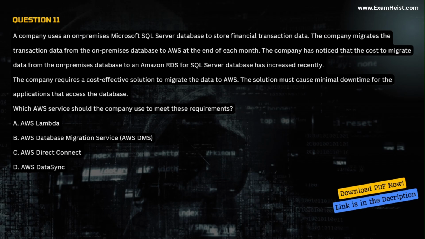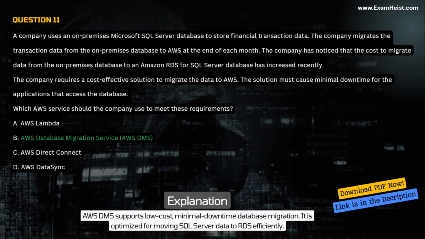A. AWS Lambda. B. AWS Database Migration Service, AWS DMS. C. AWS Direct Connect. D. AWS DataSync. Correct answer B. AWS Database Migration Service, AWS DMS. Explanation. AWS DMS supports low-cost, minimal downtime database migration. It is optimized for moving SQL Server data to RDS efficiently.